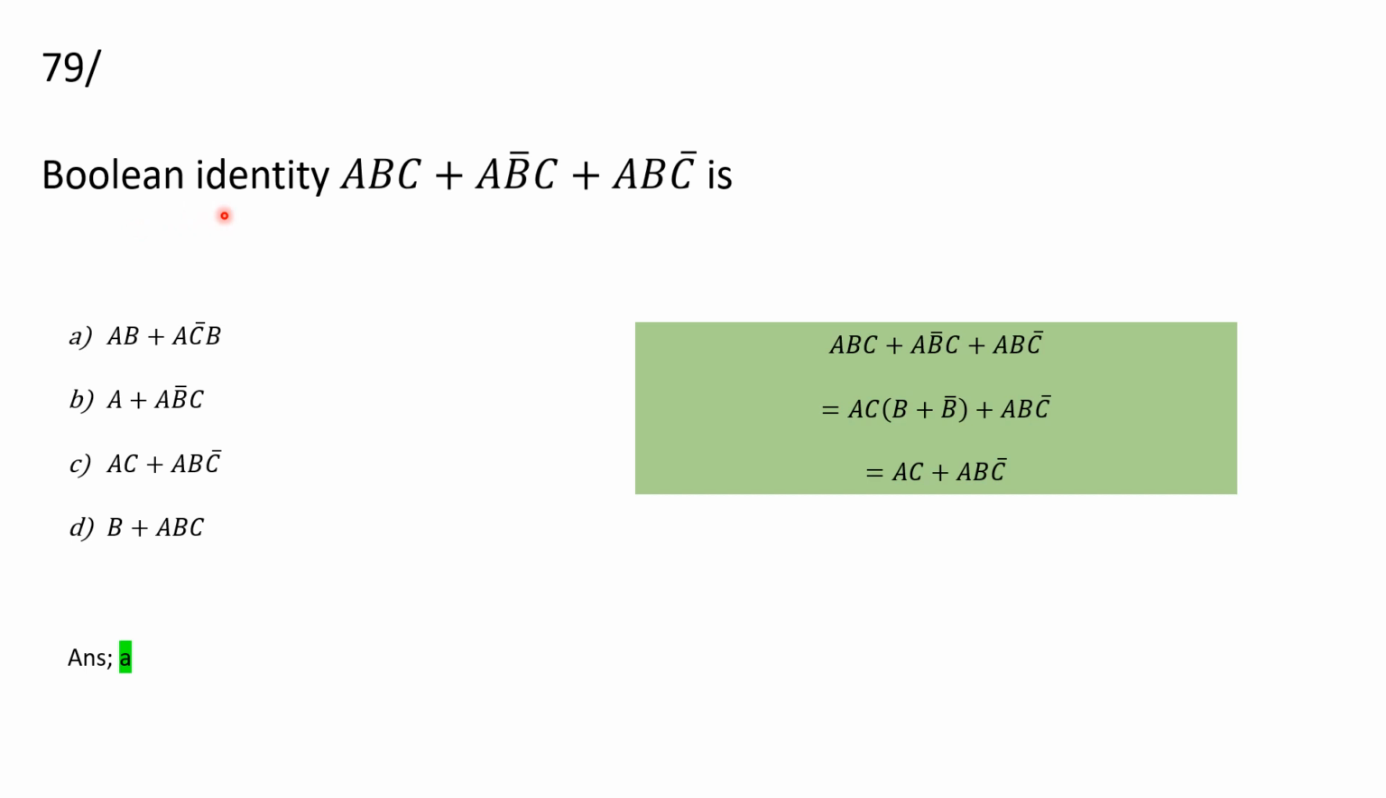Then the Boolean identity ABC plus AB C-bar plus AB C-bar. And we have to solve this expression. ABC plus AB-bar C plus AB C-bar will be equal to, when we take AC common, AC times B plus B-bar, plus AB C-bar, and we know that B plus B-bar is equal to 1. So here this will be AC plus AB C-bar, that is option A.